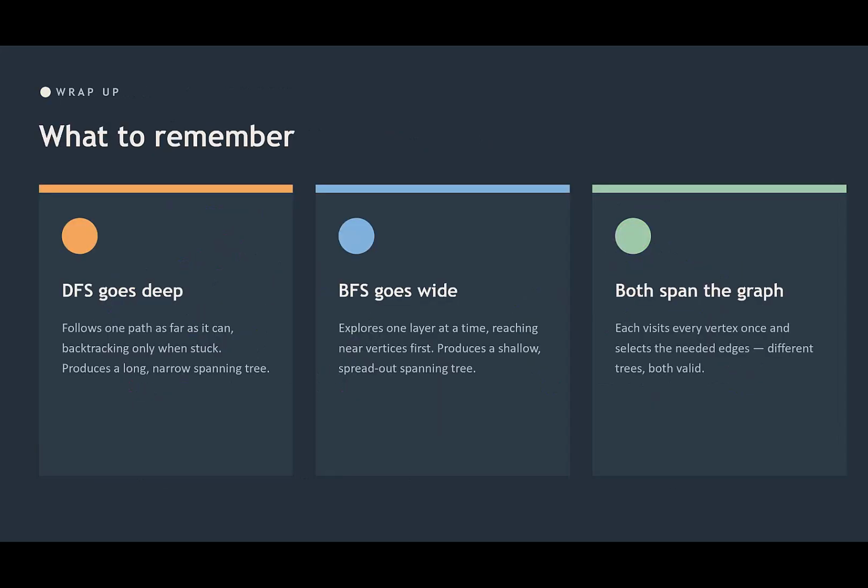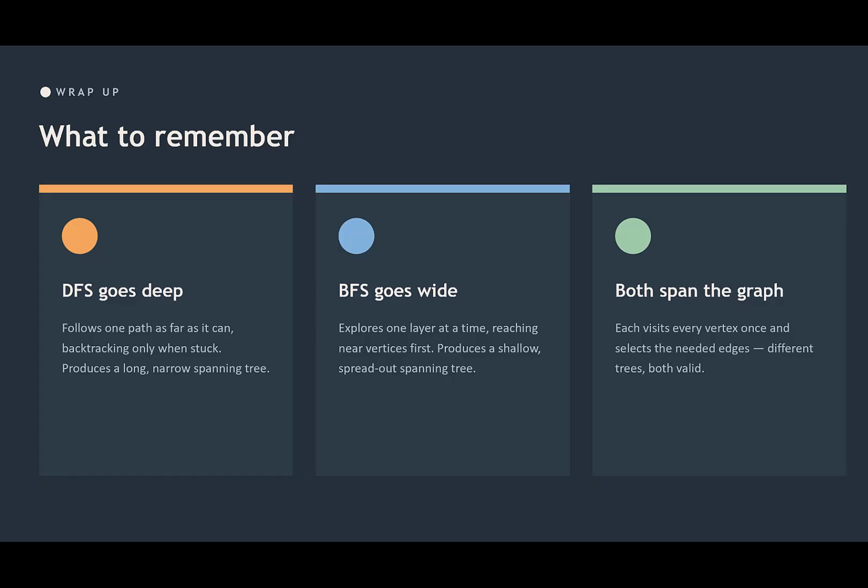As a quick wrap up here, things to remember. DFS is our deep dive into a graph. We're following a path as far as we can. If we get stuck, we back up and then look for a continuing path to follow. BFS goes wide. This means we're exploring one layer at a time, reaching near vertices first. This produces a shallow, spread out spanning tree.